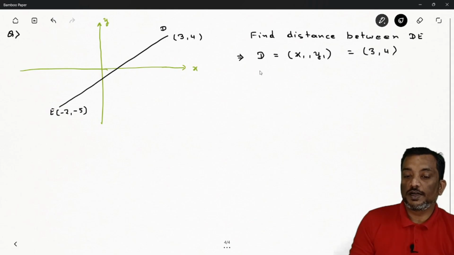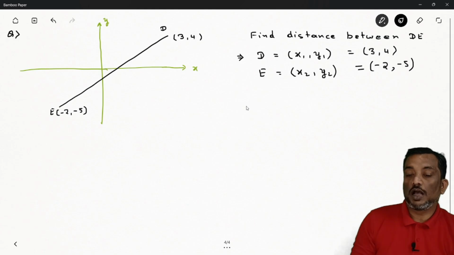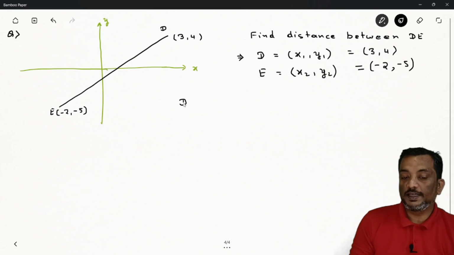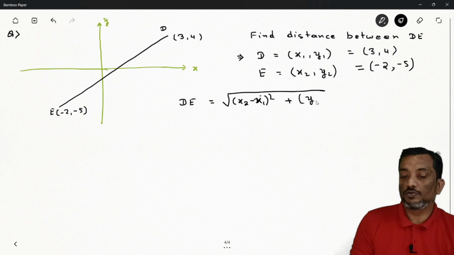Same way, E coordinate you can write here. So E coordinate will act like x2 comma y2, and that is given how much? -2 comma -5. And now you have got both the coordinates. Simply you have to apply the formula. So DE is equal to square root, change in x-axis. So you can say x2 minus x1 whole square. Same way, plus y2 minus y1 whole square.